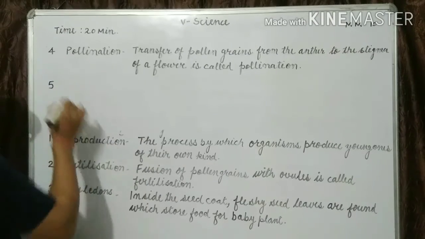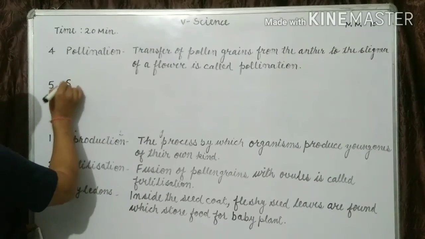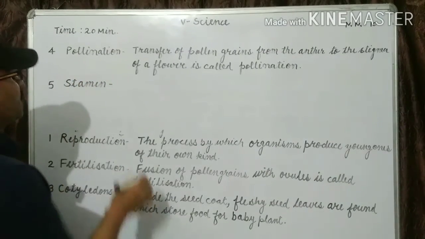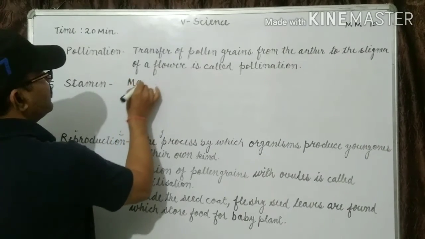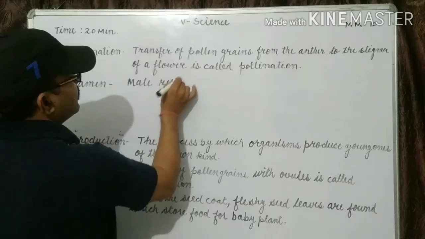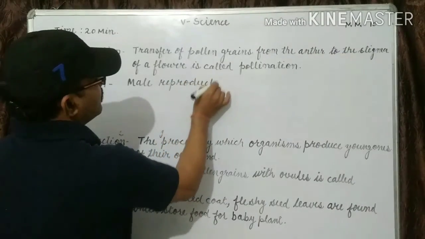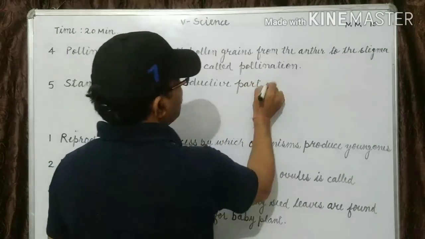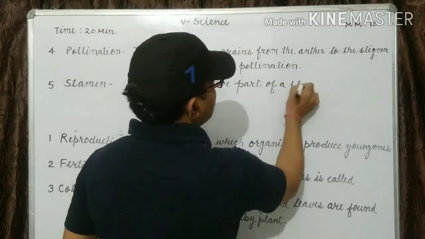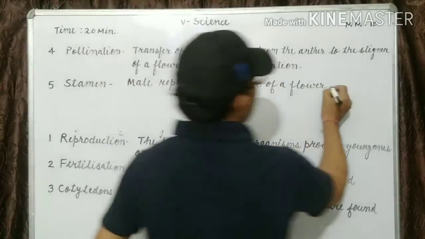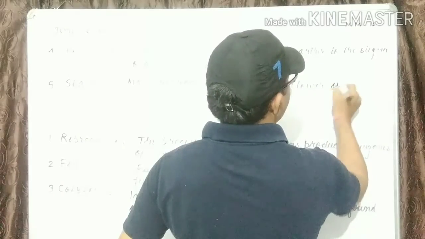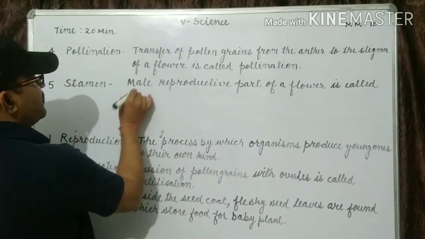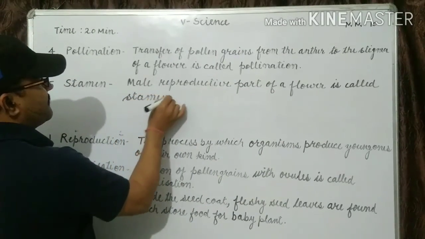Fifth, stamen. Male reproductive part of a flower is called stamen. Clear this?